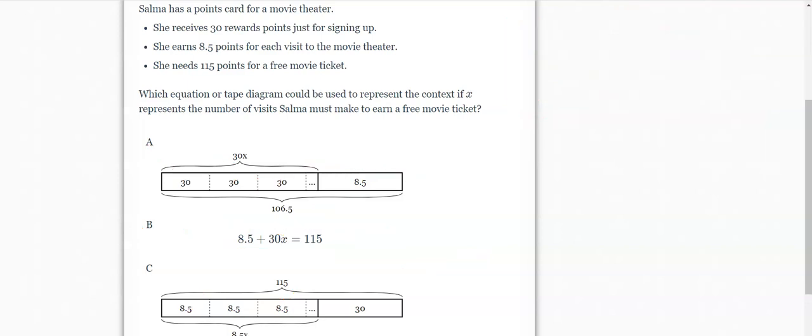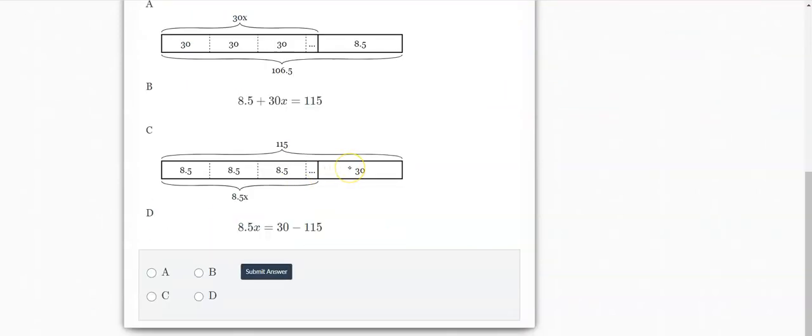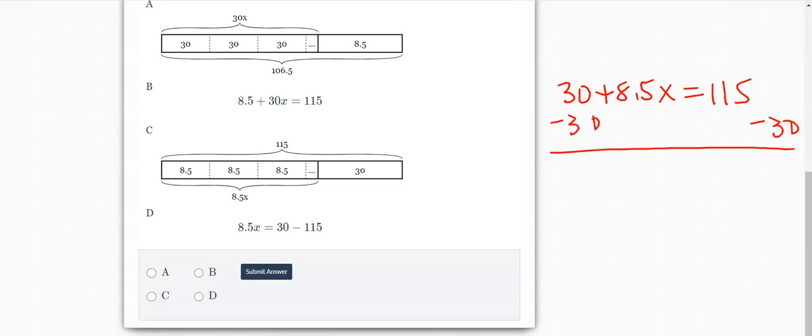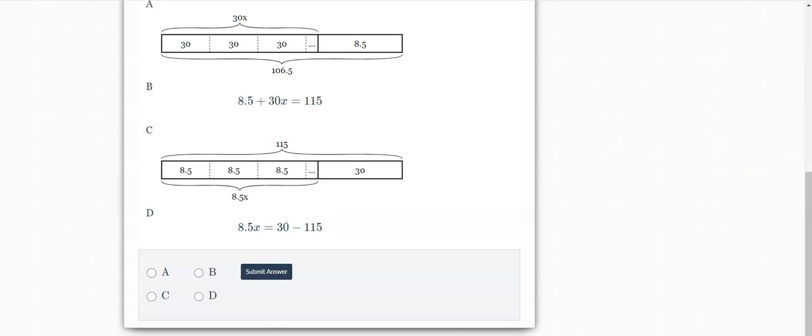So now I just got to scroll down and see letter D. That one was 8.5x equals 30 minus 115. Well, we had 30 plus 8.5x equals 115. And if we modified this, we would subtract 30 from each side, which is not what that says. That says the reverse. That's the reverse of what we want. Okay, so it looks like we found our answer again. We have C.